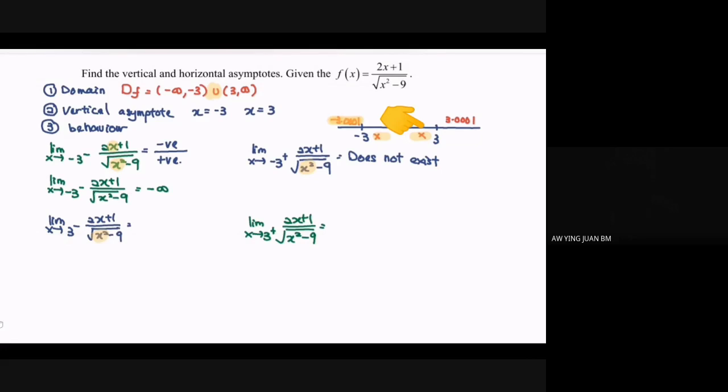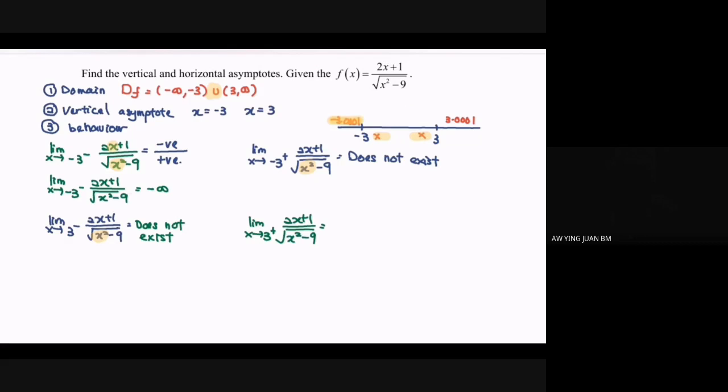The case of square root, the internal value cannot be less than 0 because it will be invalid. So for this case, the situation is invalid or does not exist. So for this case, does not exist.